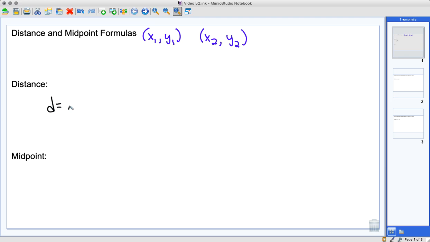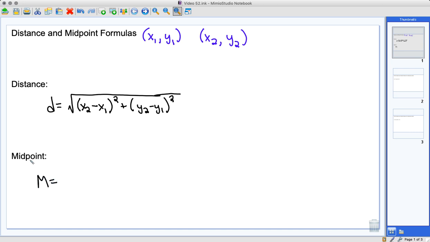Distance equals the square root of x2 minus x1 squared plus y2 minus y1 squared, all underneath the square root. So that is distance. So square root of x2 minus x1 squared plus y2 minus y1 squared.